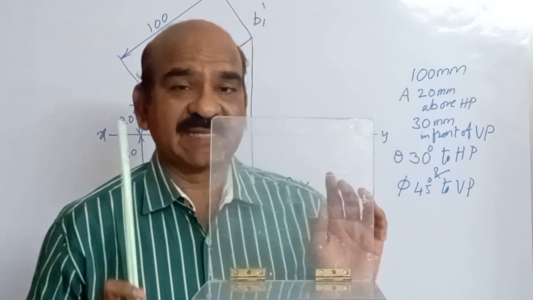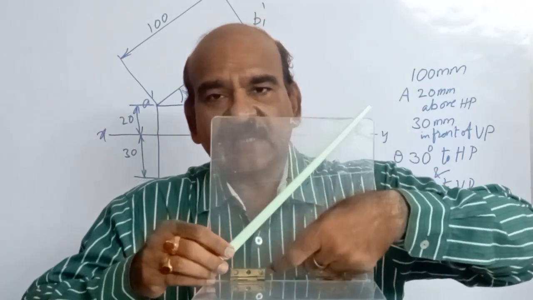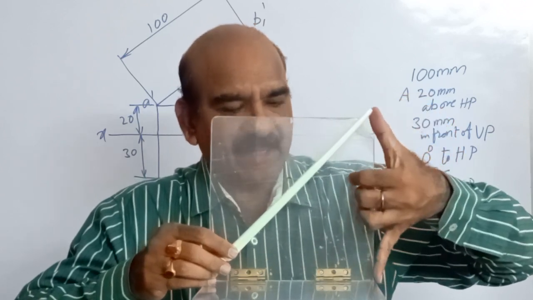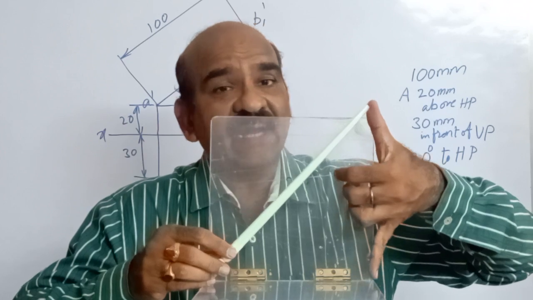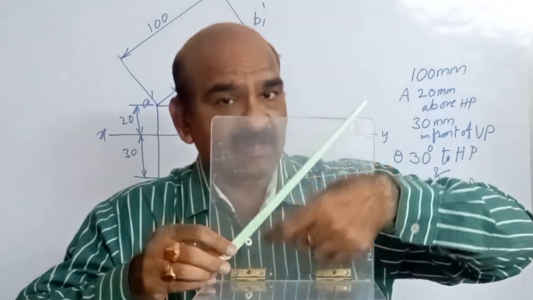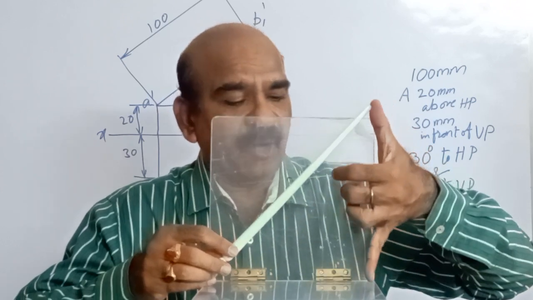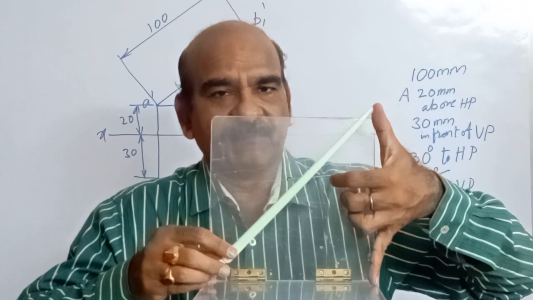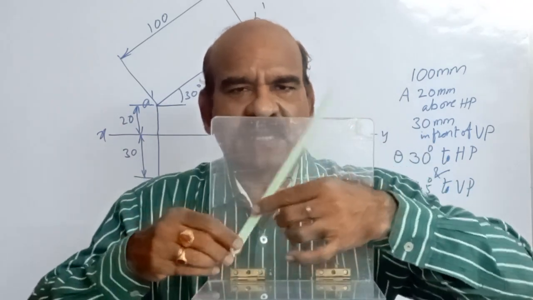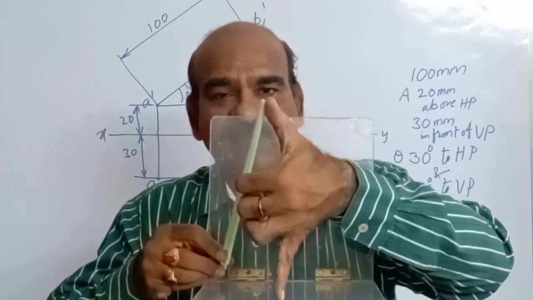Coming to the second observation, when the line is making 30 degrees angle with HP, the point B is at some height above HP, and this height is fixed until this angle with HP is constant. When this line angle with HP is constant, the point B is at this height. Whatever may be the position, the line may be like this or like this, when the angle is 30 degrees, this height is fixed.